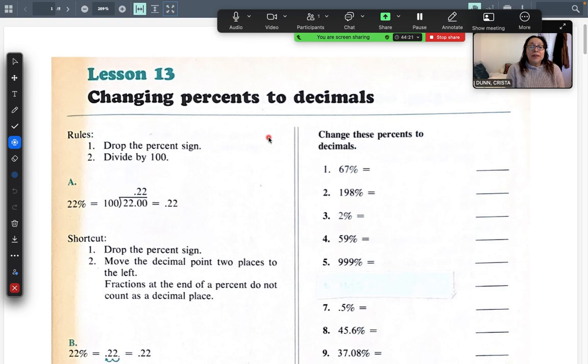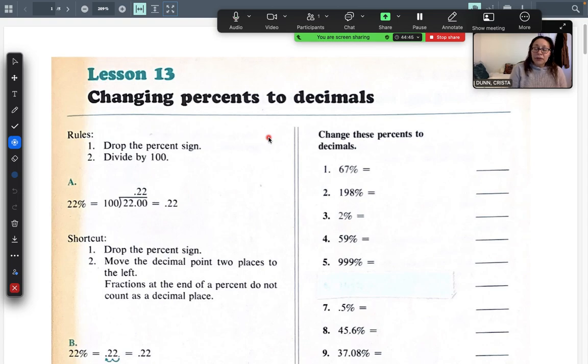Here, let's just review how to change percents to decimals. Now, we learned the long way first. I want to make sure that you understood the importance of learning the long way because this way is the shortcut way. So once you're familiar with changing percents to decimals and decimals to percents, sometimes it's easy to get confused.